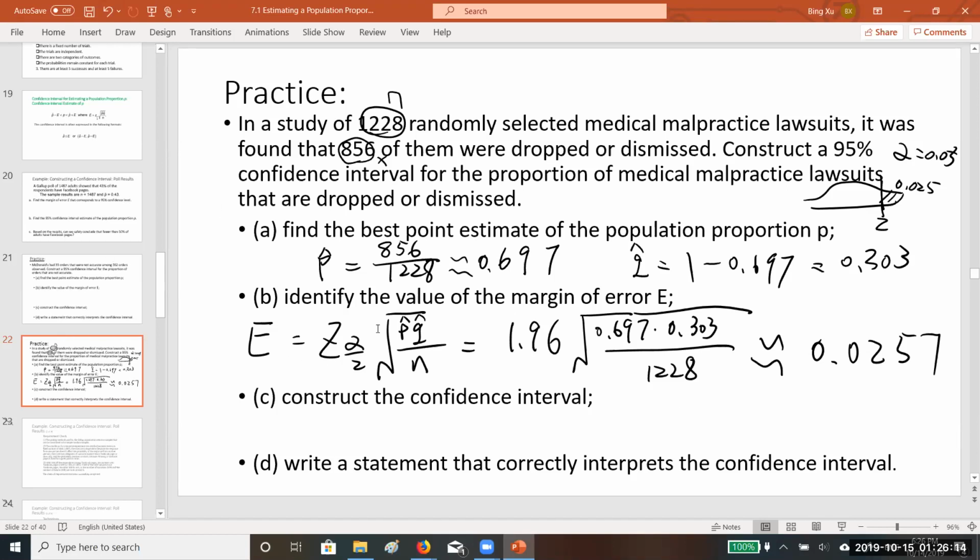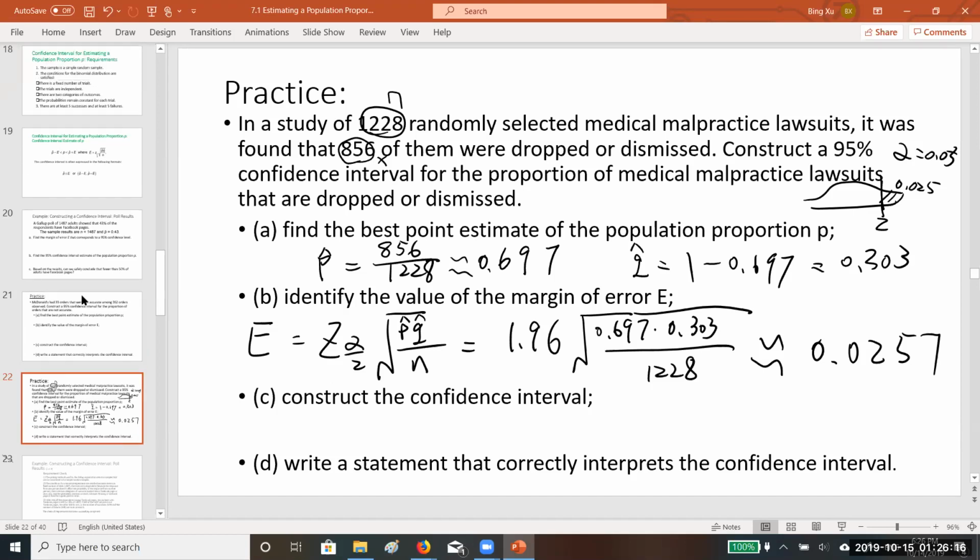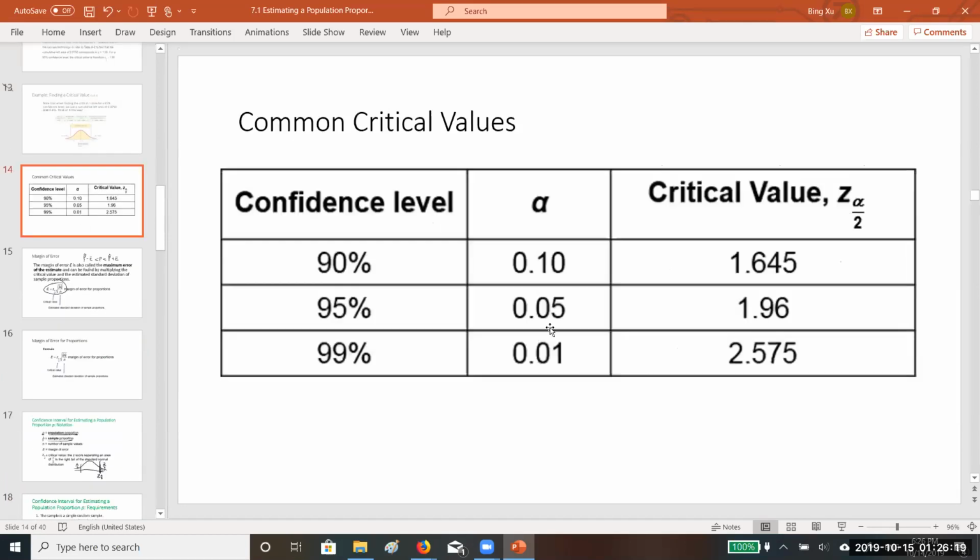Okay, so for the Z alpha over 2, you can come over here. I made a chart over here. If your confidence level is 90%, then your critical value is just 1.645. You don't have to go through the calculation. If your alpha is 0.05, then your critical value is 1.96. If your alpha is 0.01, then your critical value is 2.575. So you don't have to go through the calculation. Right? You can just use these values.